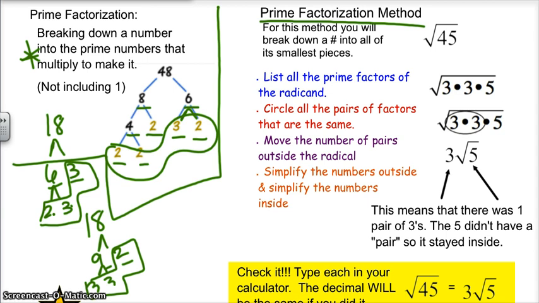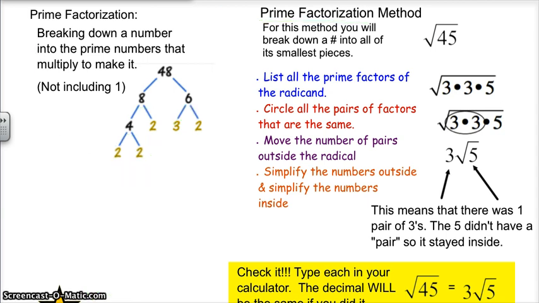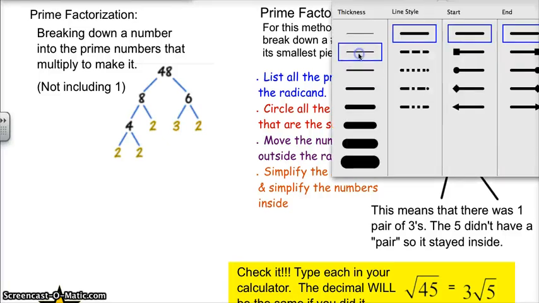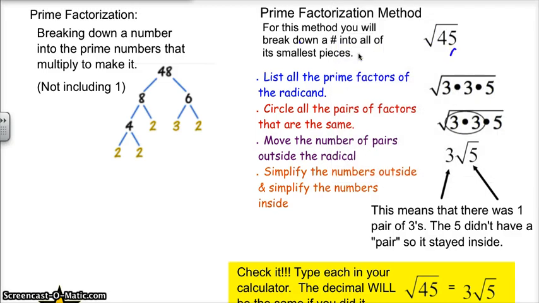So the method that we're using is prime factorization. For this method, you need to break down the number into its smallest pieces. What you're going to do is break it down and then list all of them in the radicand. So the square root of 45 breaks down into 9 and 5, 3 and 3.